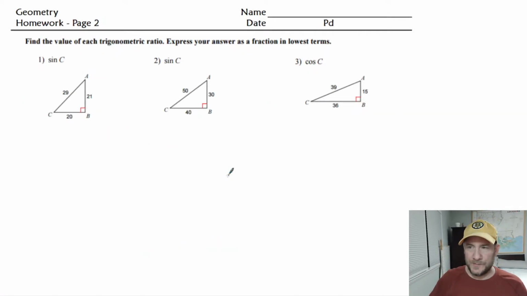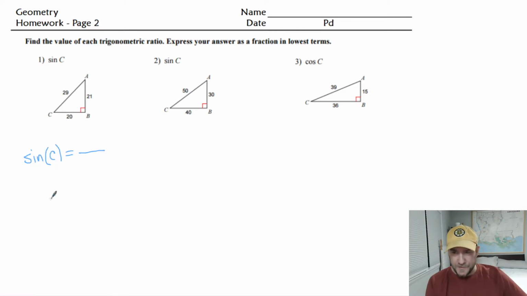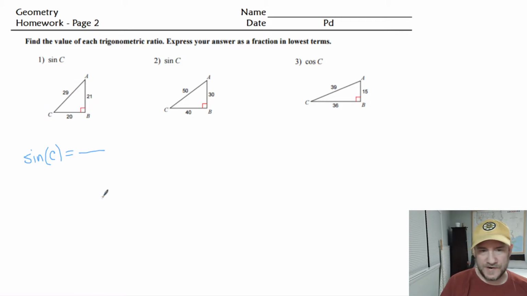Alright, so here's some actual problems. You're being asked here to actually find the sine of angle C. So the sine of angle C is just going to be some fraction, right? Anytime you're doing a trigonometric function of an angle, you're just going to get a fraction where the numerator and denominator are both just sides of the triangle. The only real trick for you is to figure out which sides, right? So for C and for sine, sine always wants opposite over hypotenuse. So for this triangle, that would be 21 over 29.